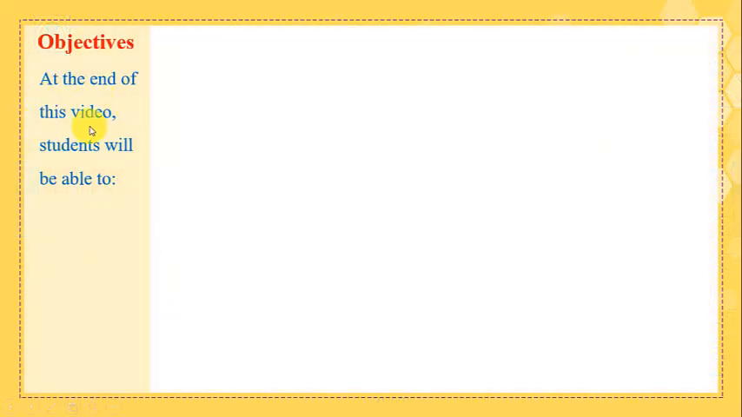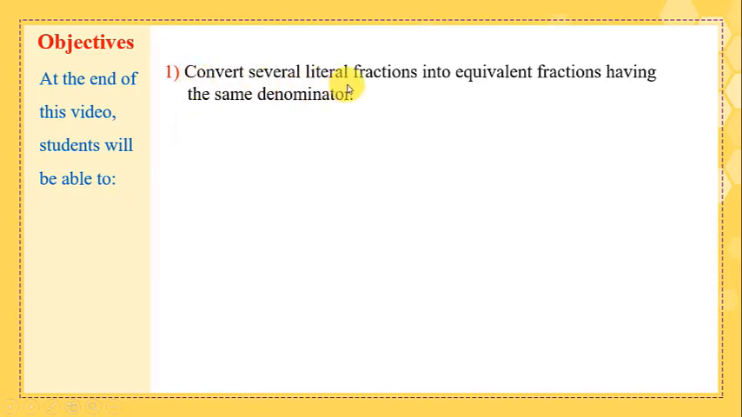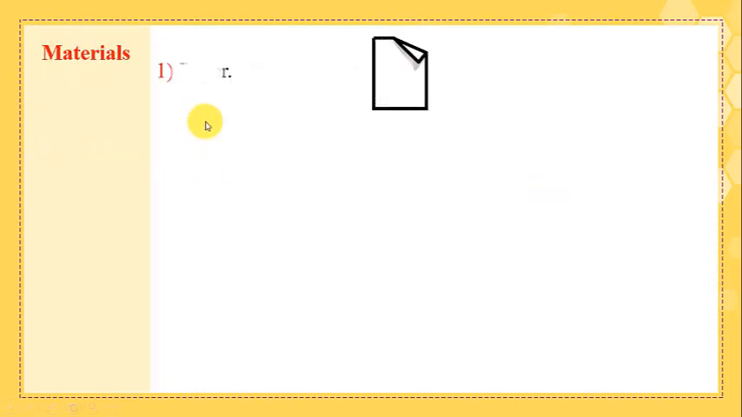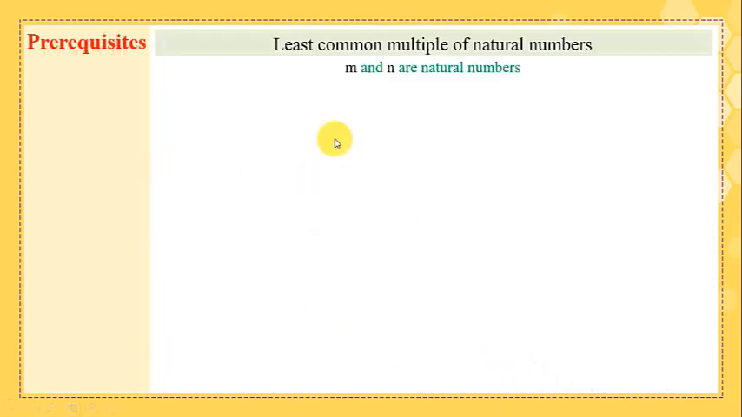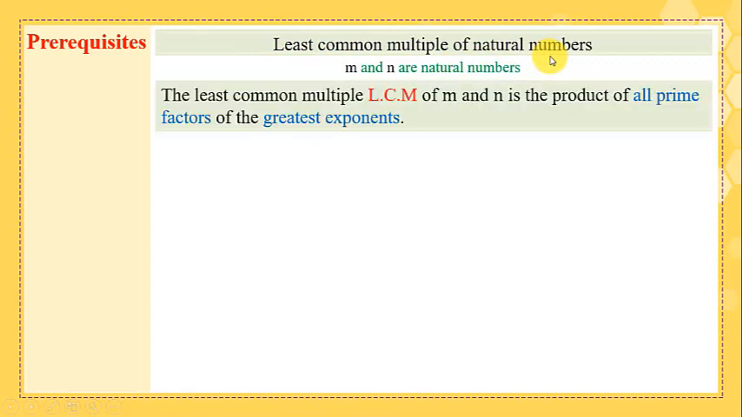At the end of this video, students will be able to convert several literal fractions into equivalent fractions having the same denominator, and perform addition and subtraction of fractions. Please prepare a paper, a pencil, a calculator, and your textbook edition 2012 or 2017. Before starting this video, students must recall the least common multiple of natural numbers.